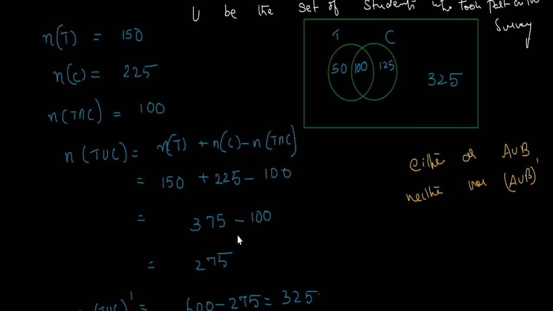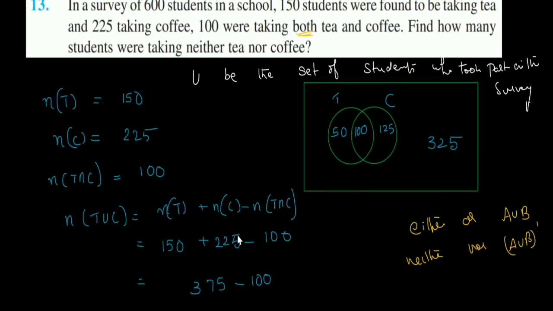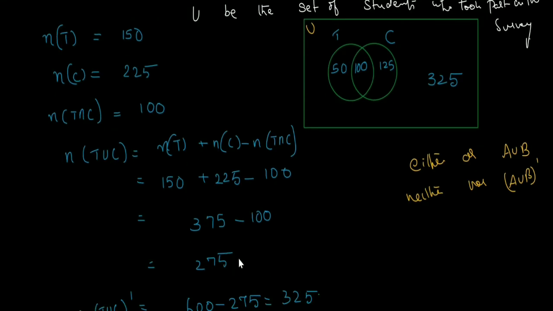But the question is neither nor. That means the survey, we took the survey of 600 students. That is a universal set. So the universal set total is equal to 600. So how many are left out? So 275 are drinking either tea or coffee. They are in this. How many are left out?